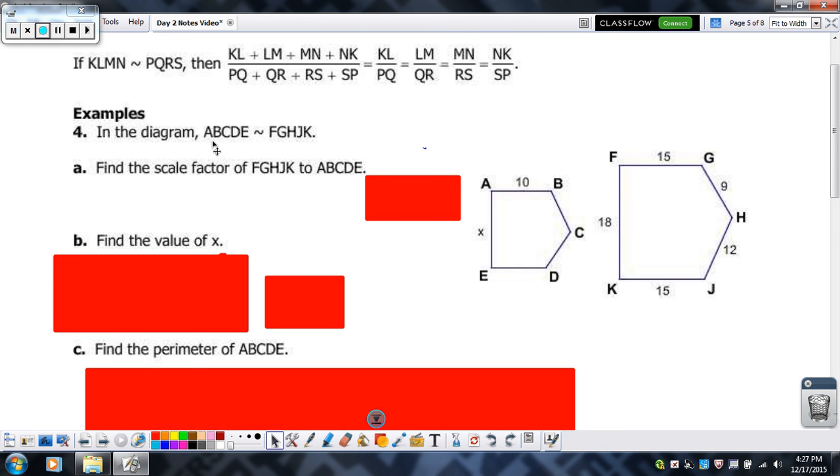In this diagram, they're telling me that ABCDE is similar to FGHJK. Find the scale factor. Since I know that they're all similar already, then I don't have to check every single side. I can just check one. The side I have to use here is side AB, because that's the only one with a number. And I see that AB is in corresponding places with side FG. I'm going to put my large on top of my small. So I'm going to set up a ratio here, 15/10, which simplifies to 3/2. And that is going to be my scale factor.